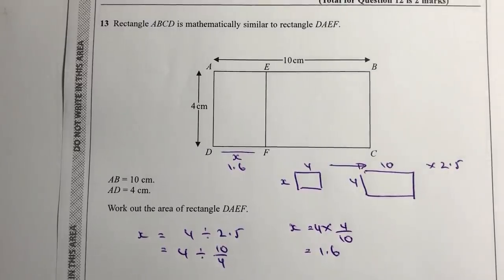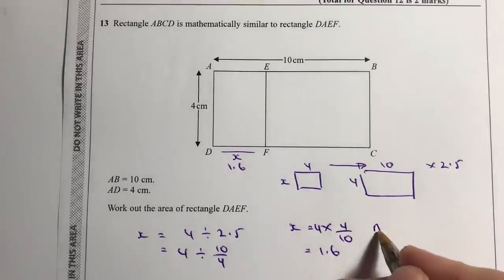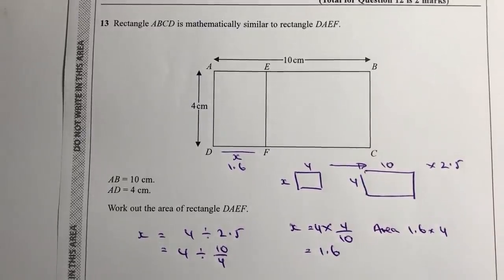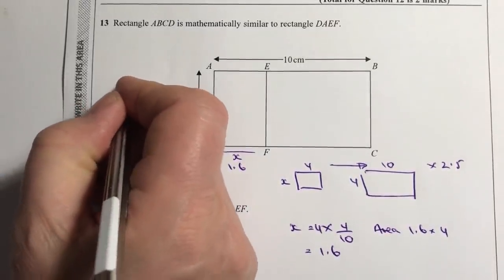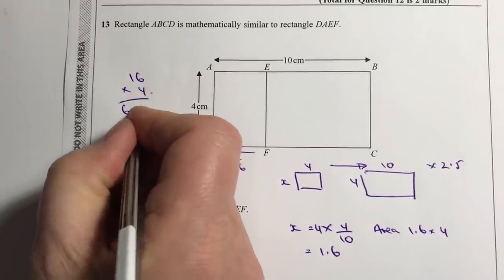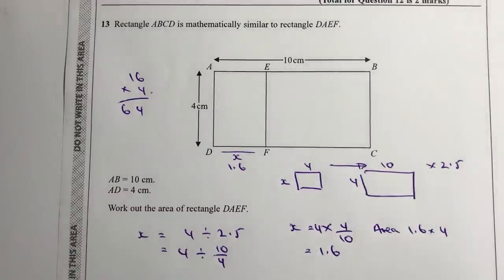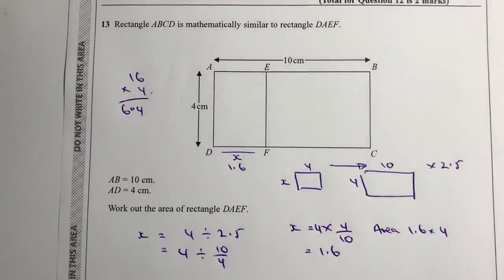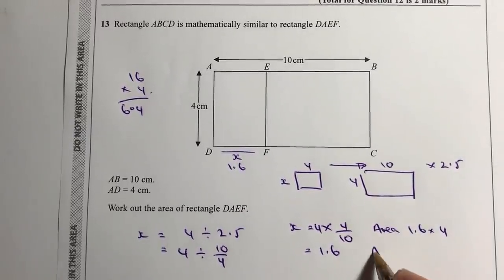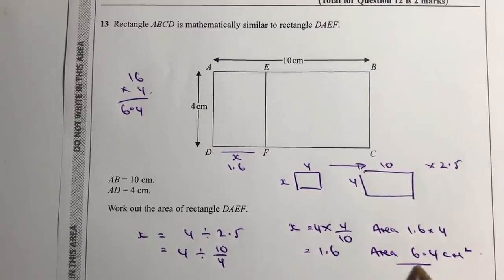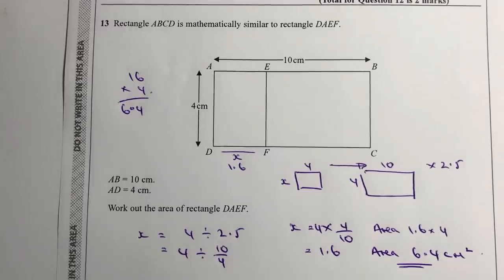So if I want to work out the area, it's going to be 1.6 times 4, and I just need to do a very short calculation for that. I can do that over here somewhere, so that's going to be 16 times 4, and if I work that through, it becomes 64, but I remember that I've also moved the decimal point 1 place, so I'm going to make it 6.4. So the area in this particular question is going to be 6.4 centimetres squared, and that would be the answer to this question.